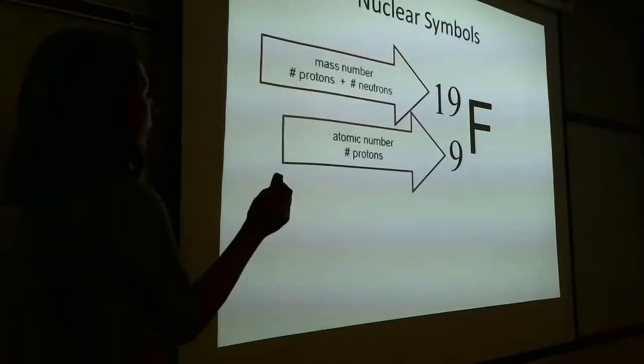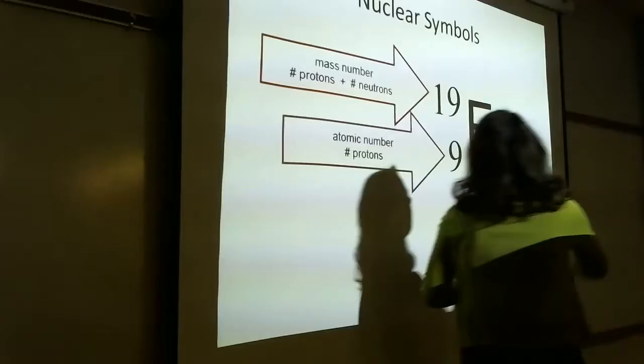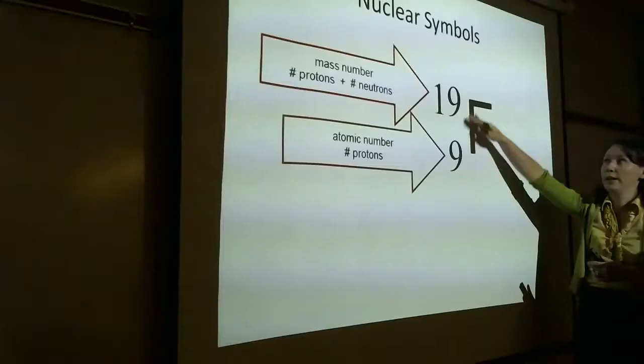All right, so let's do an example. There's the nuclear symbol. What element is this? Fluorine, right? So the top number here, is that the mass number or the atomic number? That's the mass number. M over A. We round the mass number to the nearest whole number in these nuclear symbols. Here's the atomic number. Mass number and atomic number.